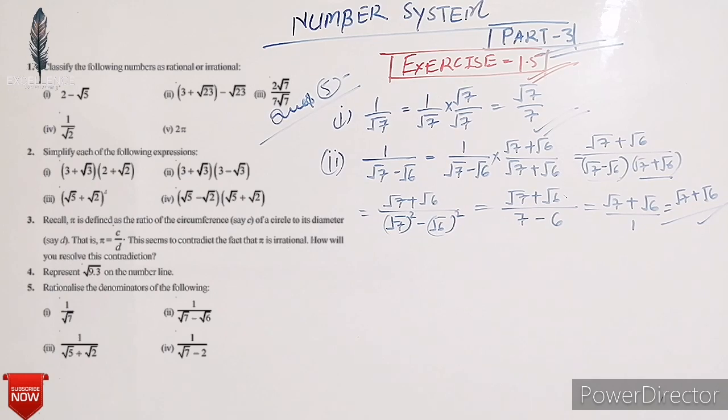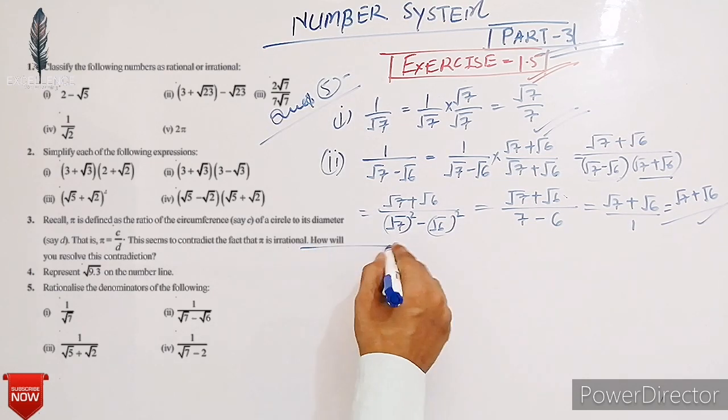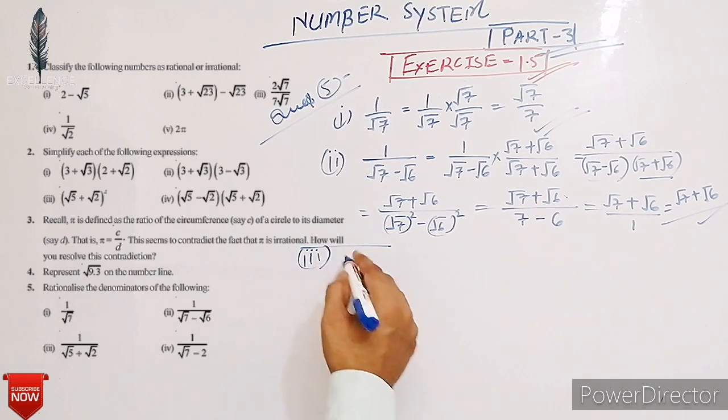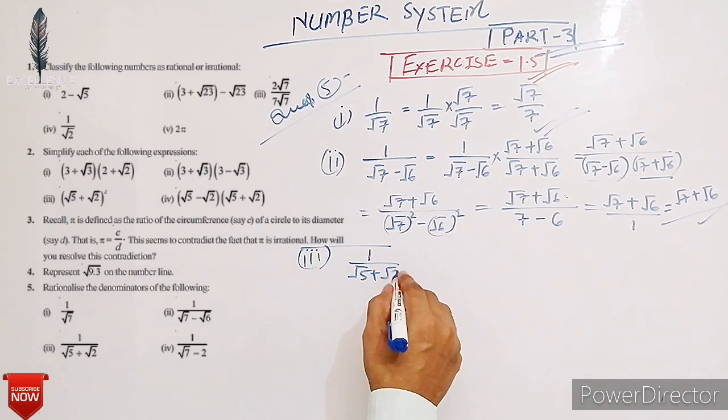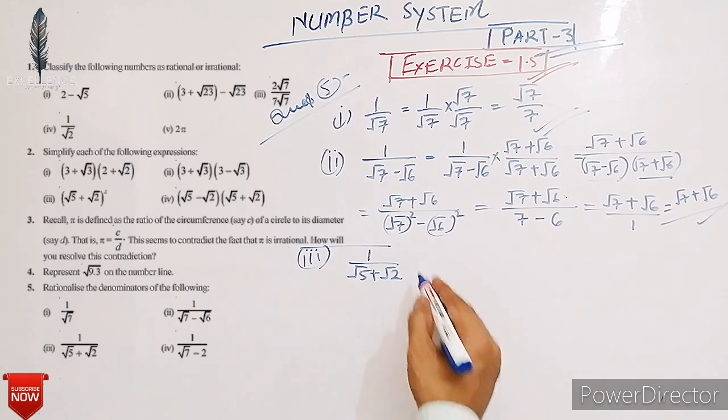Listen carefully. If we have under root a plus b form in the denominator, we have to multiply and divide by under root a minus b. And if we have under root a minus b, then we have to multiply and divide by under root a plus b. Only plus changes to minus and minus changes to plus.